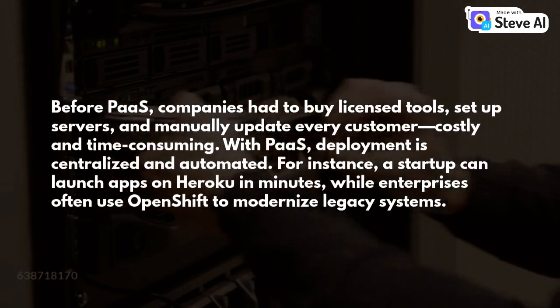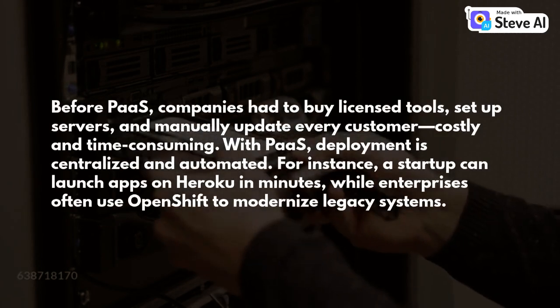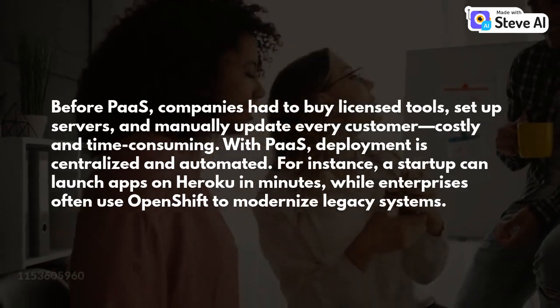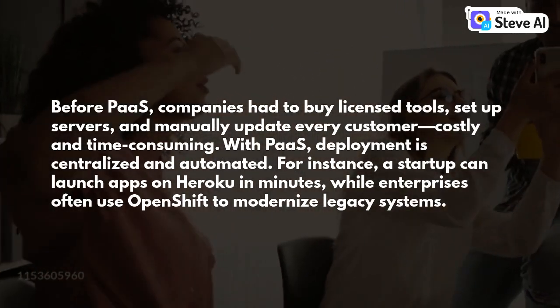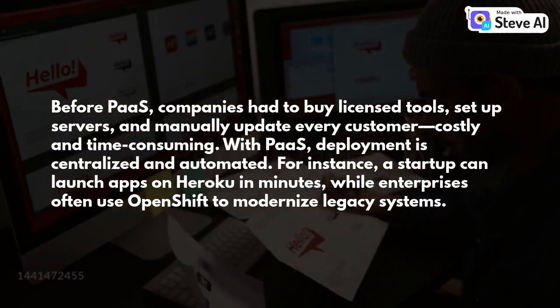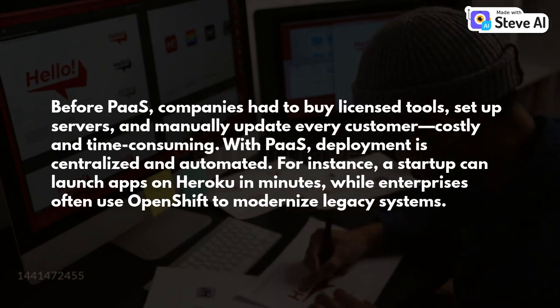Before PaaS, companies had to buy licensed tools, set up servers, and manually update every customer, costly and time-consuming. With PaaS, deployment is centralized and automated. For instance, a startup can launch apps on Heroku in minutes, while enterprises often use OpenShift to modernize legacy systems.